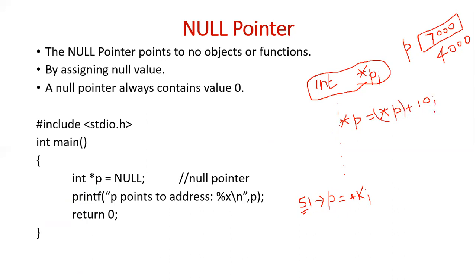But what is this 7000? We don't know. Maybe 7000 may contain some value. The memory address 7000 may have some value, but that may not belong to this particular process. It might belong to some other process. Say that location contains the value 20, and this program is now making it 30.